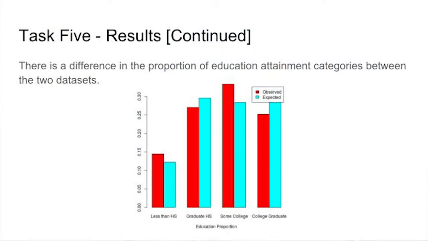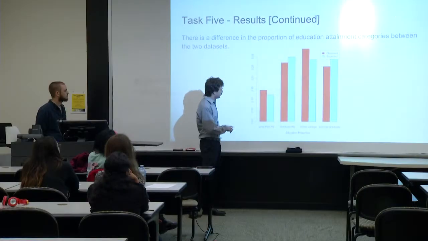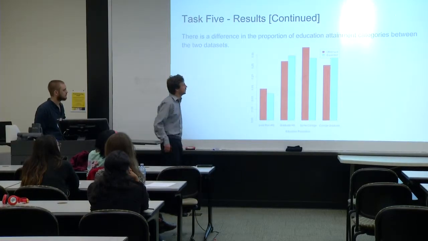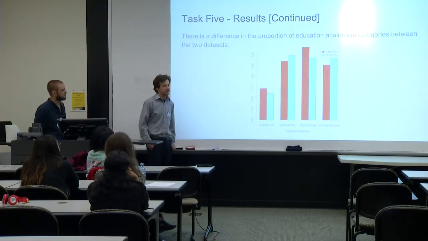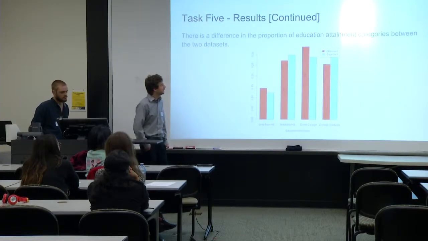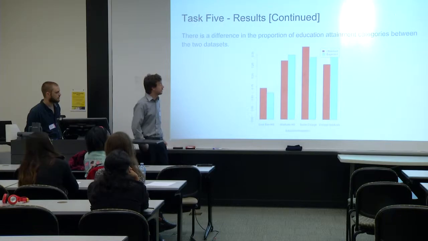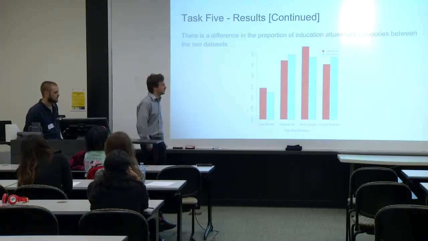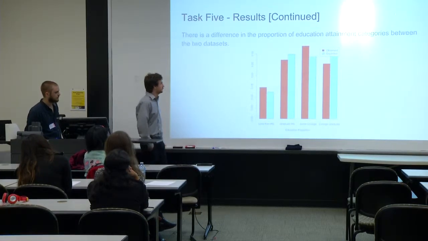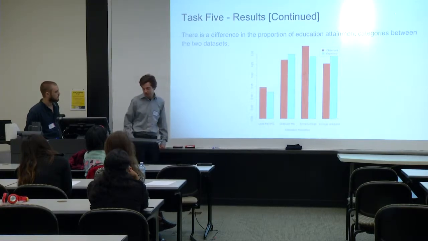And then our last test was the goodness of fit. One of the colors represents the data from the census data, and the other one is from the survey. Though they look about similar, they were statistically different. That was the last test that we ran.